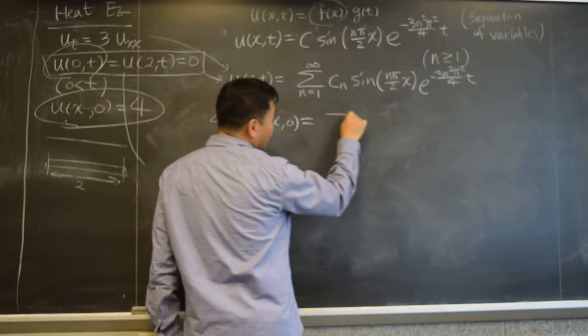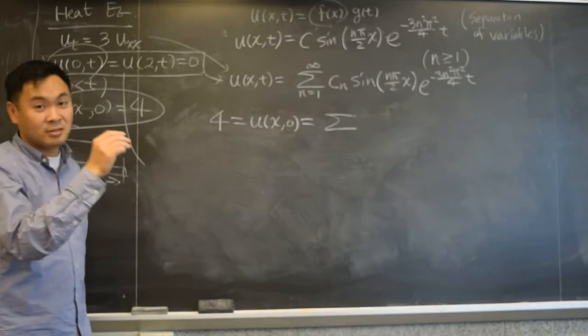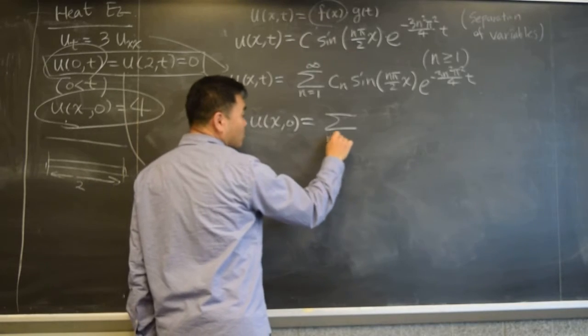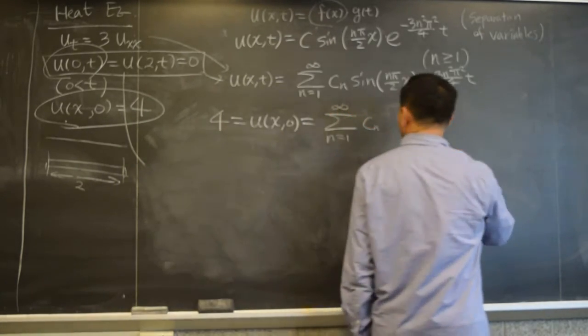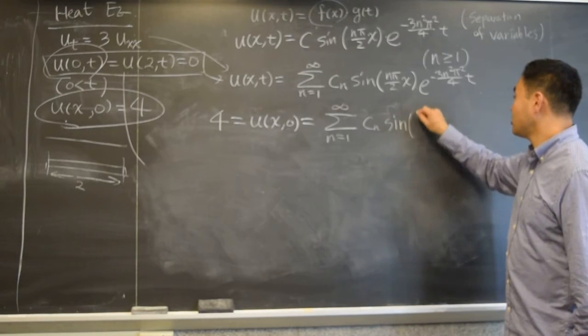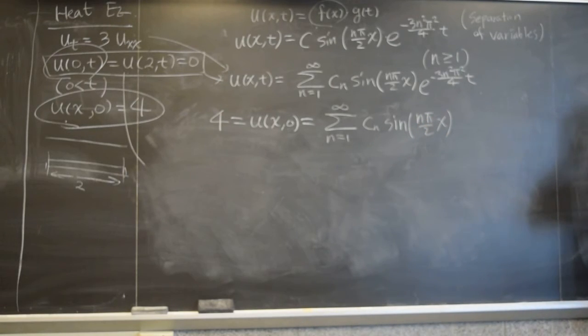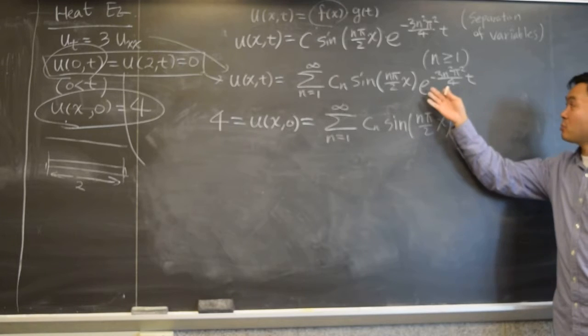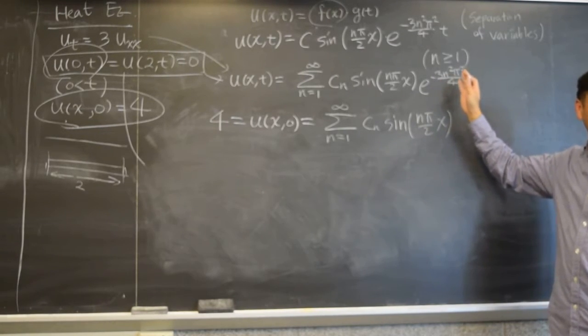What is that? Sigma, n equals 1 through infinity. That doesn't change. Cn doesn't change. Sine doesn't change. N pi over 2 x, that doesn't change. T is 0, so what happens to that? It becomes 1, right? E to the 0th power is 1. So that's it.